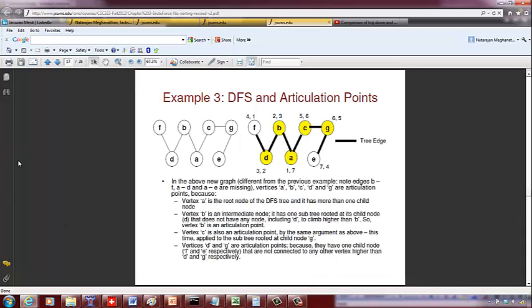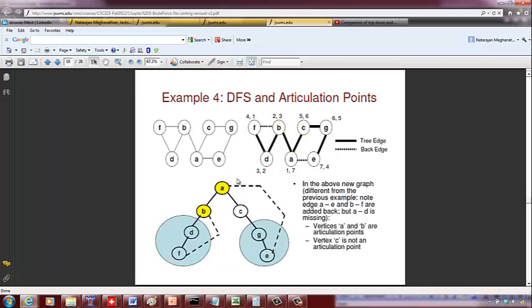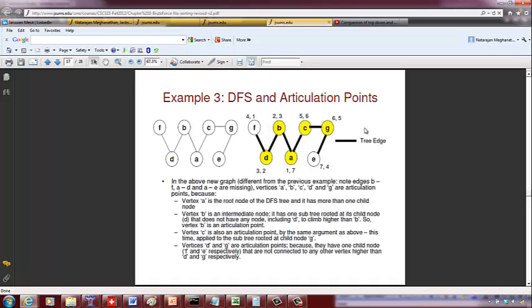Okay. Now let's look at this. If you look at this, there's no back edge, so A is an articulation point, E and F are not articulation points, and everything else will be an articulation point because there is no back edge connecting the child nodes of an intermediate node to any higher level node. Okay, so all these intermediate vertices B, D, C and G are articulation points.